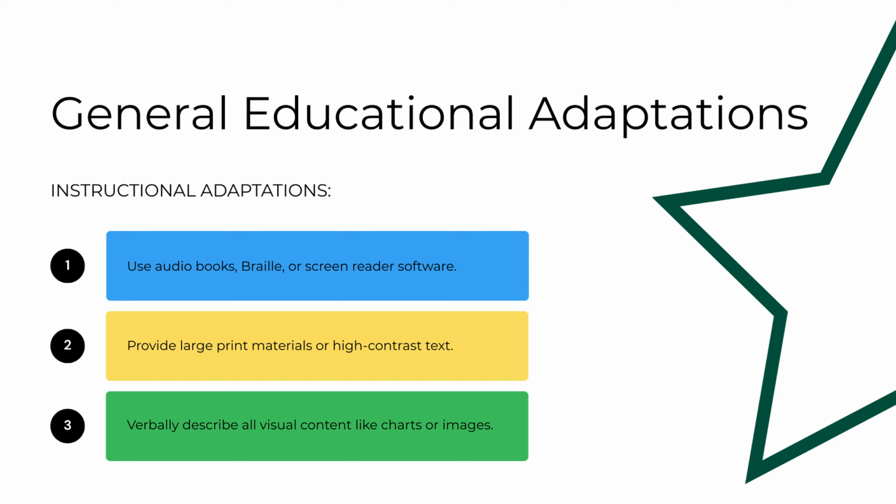Using audiobooks, braille, or screen reader software. If using books, we should let them know ahead of time so they can prepare with audiobooks, braille, or screen reader software. Second, provide large print materials or high contrast text so they can easily see and not struggle, or use audio recordings instead of printed materials when needed. And third, verbally describe all visual content like charts or images, or read aloud everything written on the board.